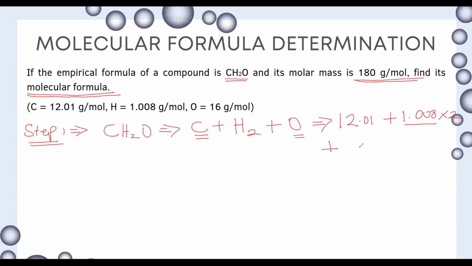What is the atomic mass of oxygen? 16. So at this point now, we're going to say 12.01 plus 1.008 multiplied by 2 plus 16. So what's the answer? I hope you guys are punching your calculators as well. This should give you 30.026. Somebody please confirm for me.